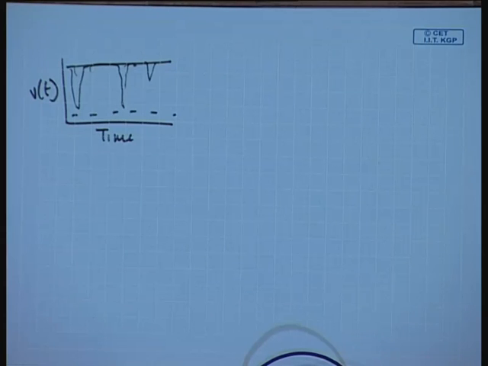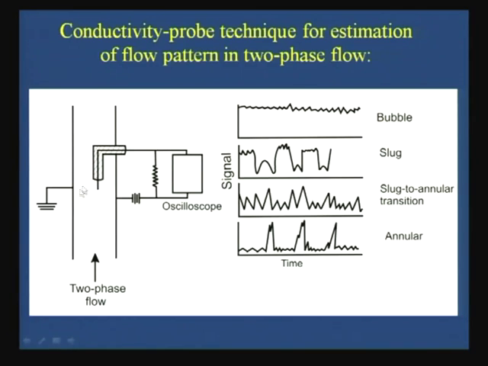Now, when we have slug flow, this is for a vertical pipe I am showing you. If we have slug flow, then in that case what happens, at some particular point the Taylor bubble comes and hits it. When the Taylor bubble comes, the conductivity falls instantaneously, and as long as the Taylor bubble moves, the conductivity is almost at 0. Moment the Taylor bubble goes away, the liquid slug comes, suddenly your voltage rises up. Again when the Taylor bubble comes, it falls down. So, therefore, you can see this particular periodic phenomenon is very well captured by the conductivity probe signals by its alternate peaks and valleys as it is shown.